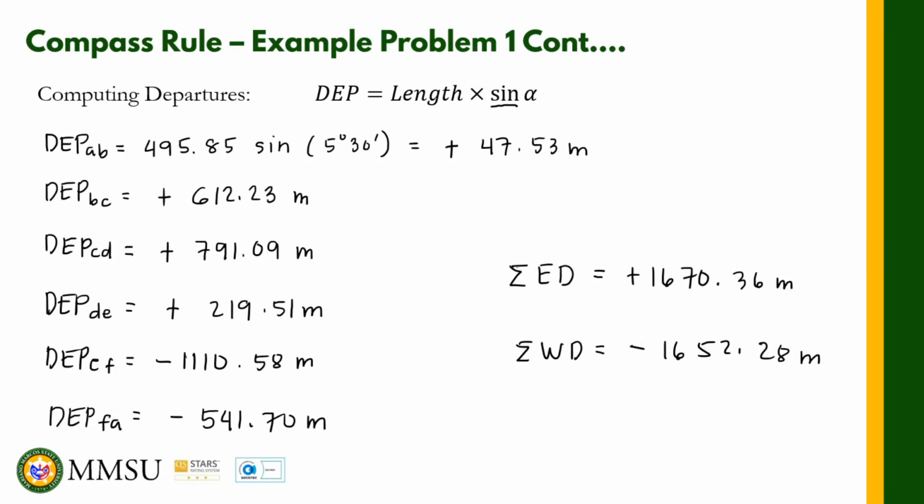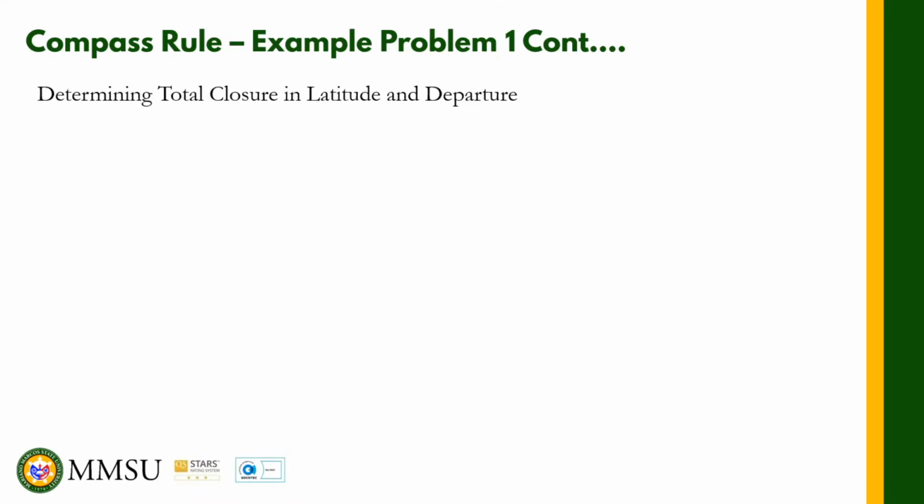Okay? So ang gagawin natin dito is to compute for the linear error of closure. I-compute muna natin yung linear error of closure. And to do that, i-compute muna natin yung total closure of the latitude and the departure. Itong total closure, ano lang to? It's just the sum of the yung closure sa latitude, equal lang siya sa sum of the north latitude plus the sum of the south latitude.